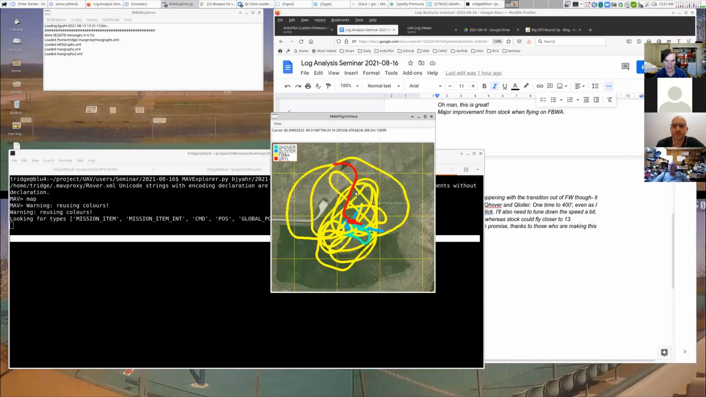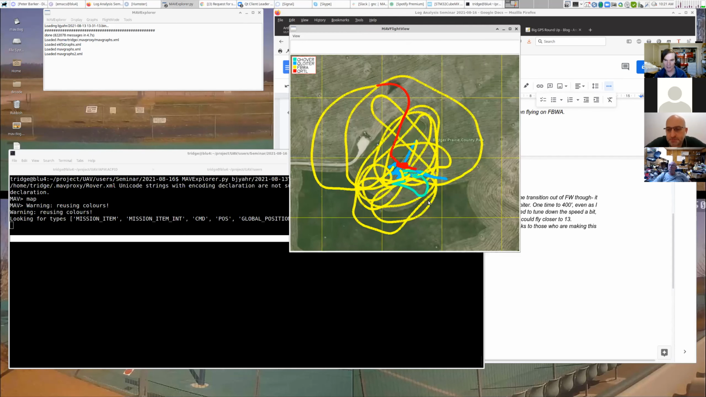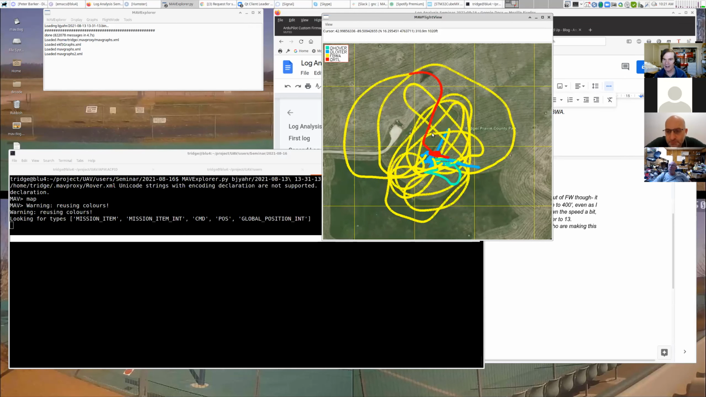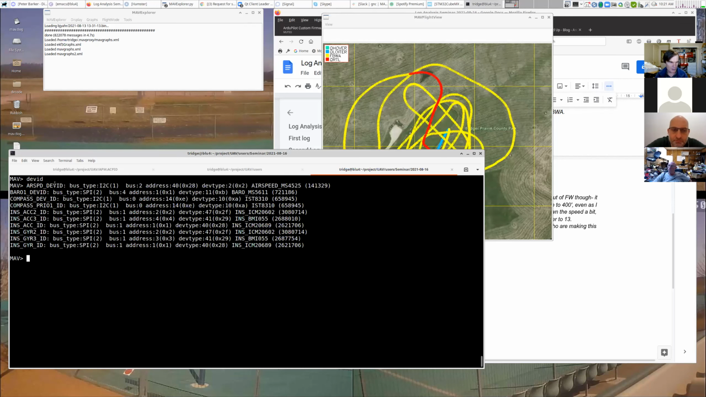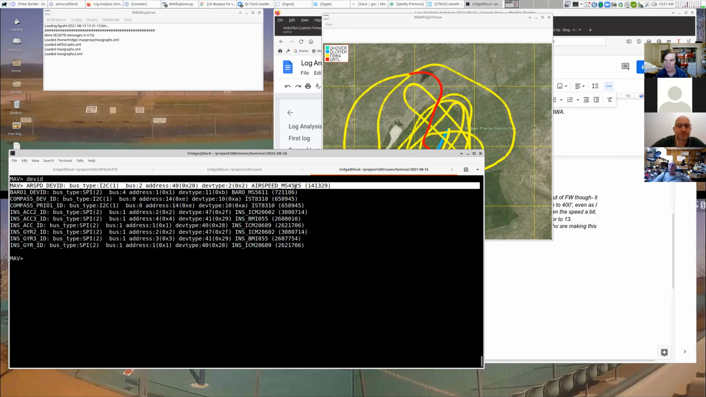So let's start with our basics. So here he is flying around in what looks like a lovely, nice, big, flat prairie. And he's flying mostly in fly-by-wire A, but he's doing the takeoffs and landings, as this is a tail sitter, in Q hover and Q loiter. Let's see, so it's a dev ID. We can see that it has an airspeed sensor, which is an MS4525.